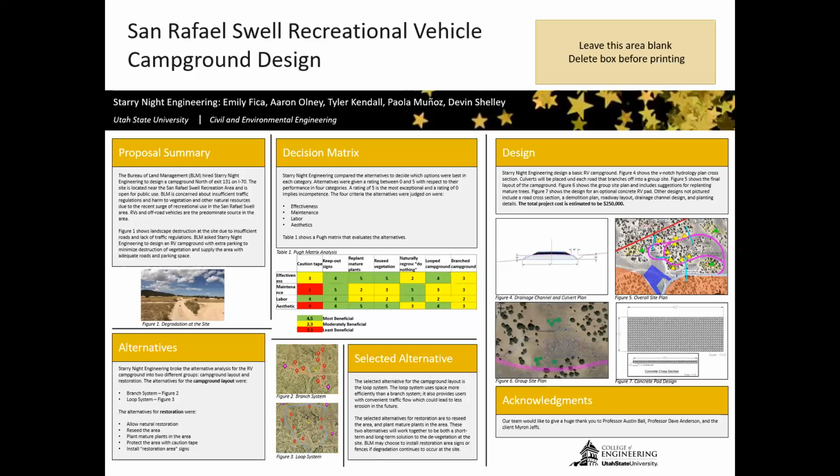A future benefit of the campground layout is the fact that it will be easy for the BLM to add campsites to this loop through additional loops. You can see this in figure 5 towards the left of the screen. An additional loop was added so that an additional group site could be added right here.